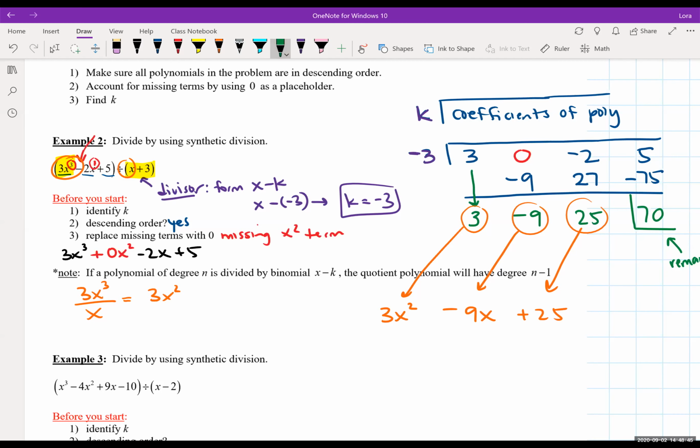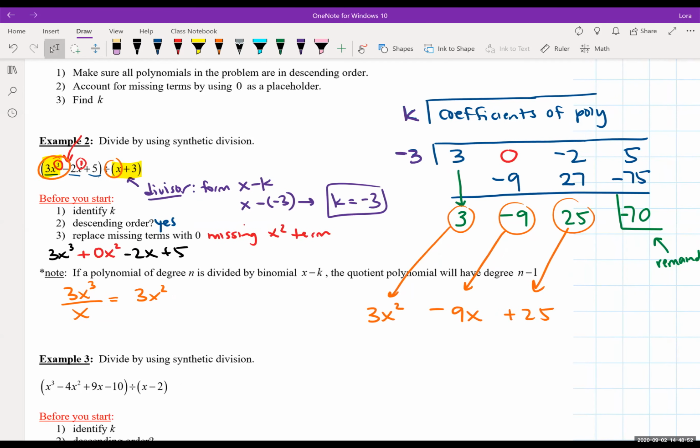Excuse me, I did not write that negative sign. Bet you guys were all wondering, what's going on? Well, if you caught it, good stuff. But I always double check anyways. So I basically have my quotient.